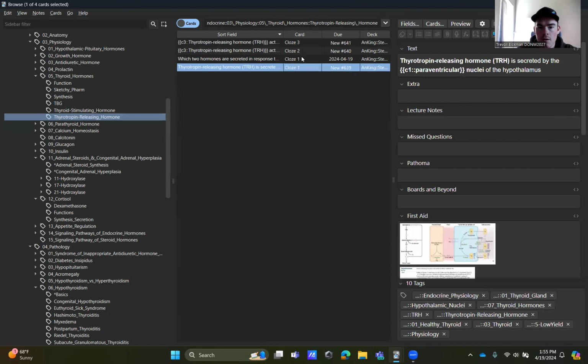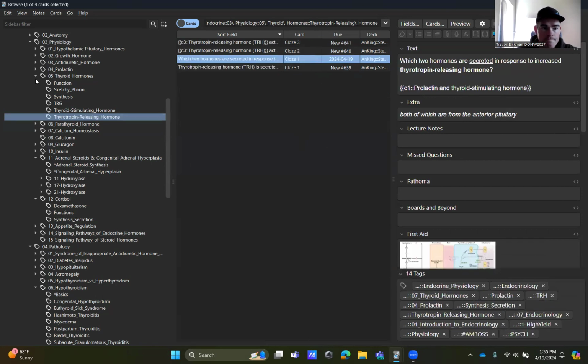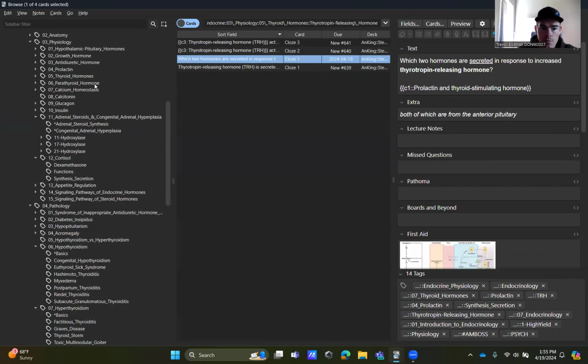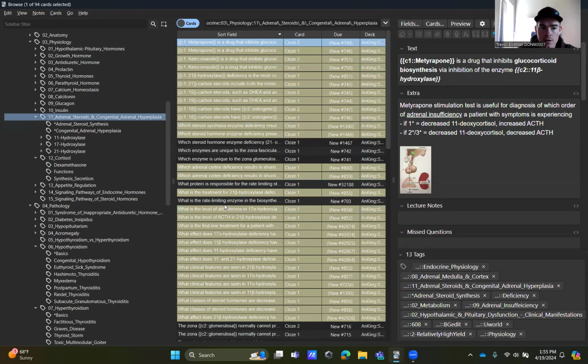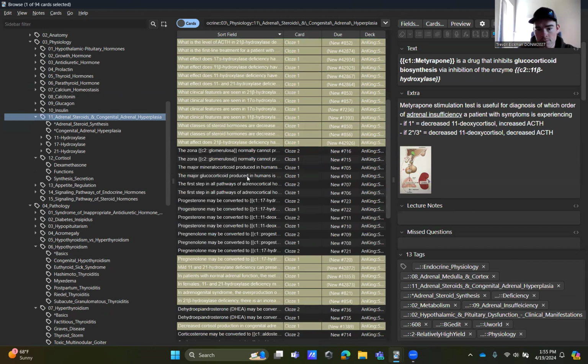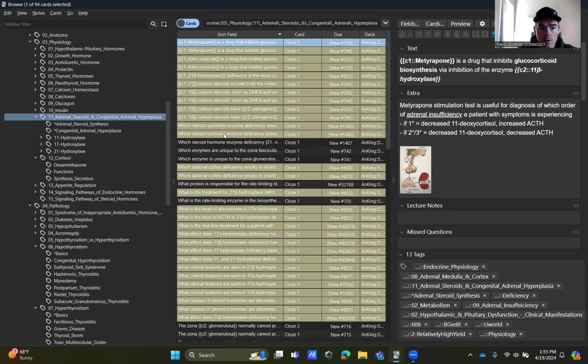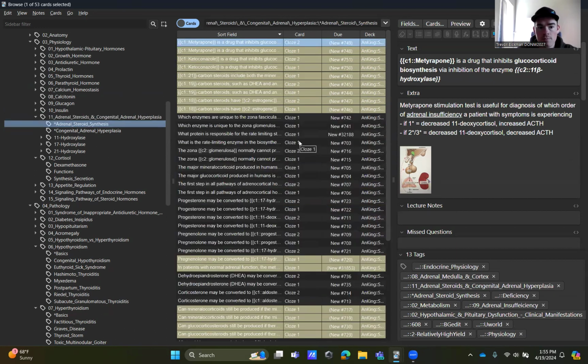And then the TRH, you want all 4 of those now. And that is it for thyroid hormones. And we're going to skip over parathyroid over a few of these, and we're going to go to 11, the adrenal system. So a lot of cards here. We're going to go to the subsection for steroid synthesis.